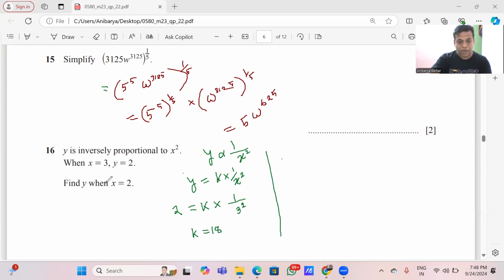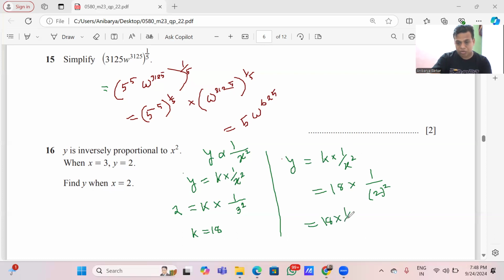Now we have to find out y when the value of x is given. So y equals k by x square, k into 1 by x square. We just form this. The value of k is 18, so I'm writing 18 into 1 by 2 square. 2 square means what? 4. So 18 into 1 by 4.